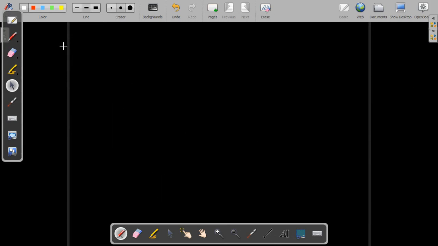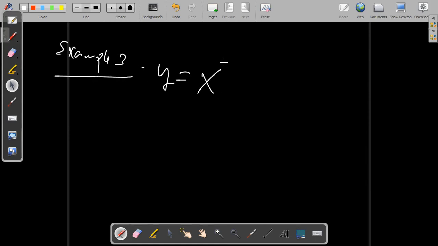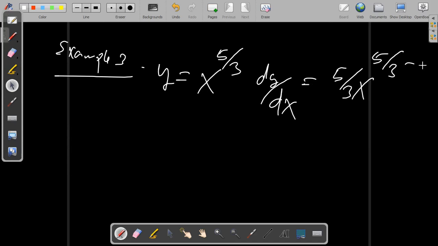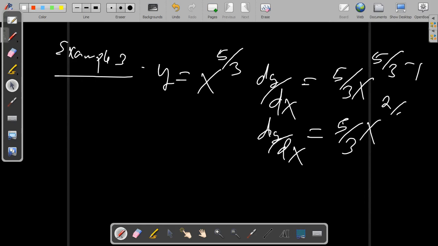Suppose you are provided with another example, the third example: y equal to x raised to the power of 5 over 3. When you apply the derivative by the power rule, dy over dx is equal to 5 over 3 x raised to the power of 5 over 3 minus 1. So the answer is dy over dx equals 5 over 3 x raised to the power of 2 over 3.